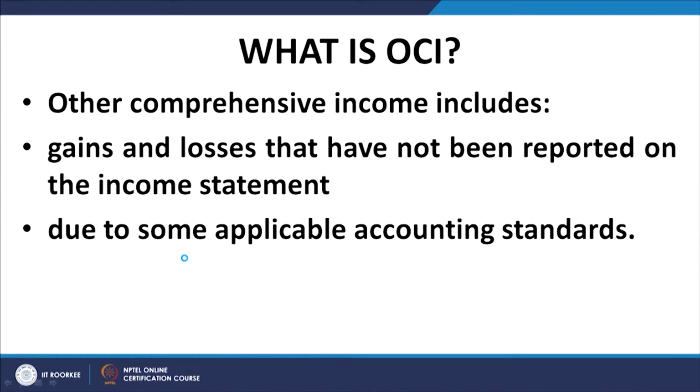What is other comprehensive income? This is a relatively new concept compared to the profit and loss account, which is age old. The other comprehensive income includes gains and losses that have not been reported in the P&L account due to some applicable accounting standards. So, if there are relevant accounting standards which allow or require that certain transactions be reported not in the P&L account, but in the OCI account, the requirement is manifest in the creation of this OCI account.